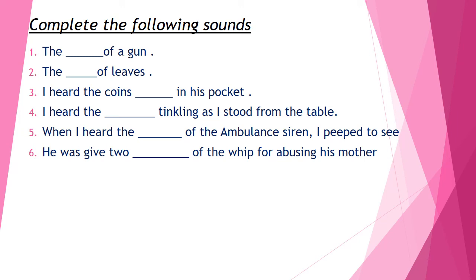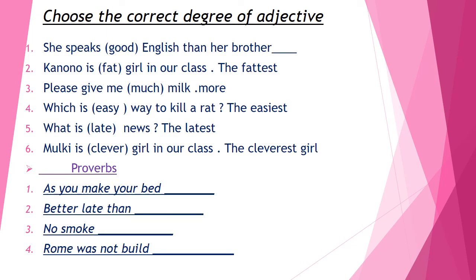Number 6, class 5. He was given 2 dash of the whip for abusing his mother. A whip lashes. So, he was given 2 lashes of the whip for abusing his mother. Class 5, until you are given lashes of the whip so that you learn something.